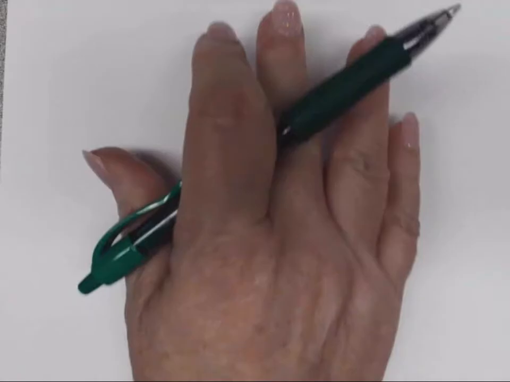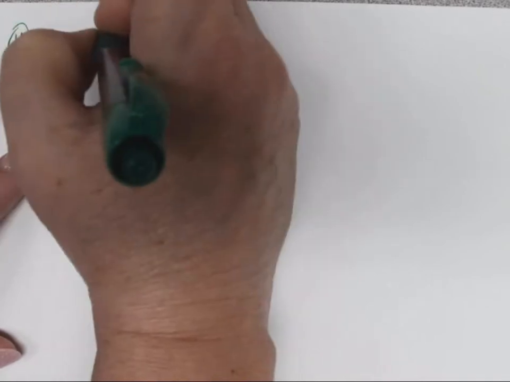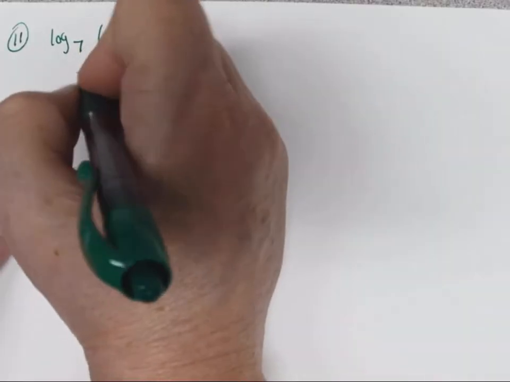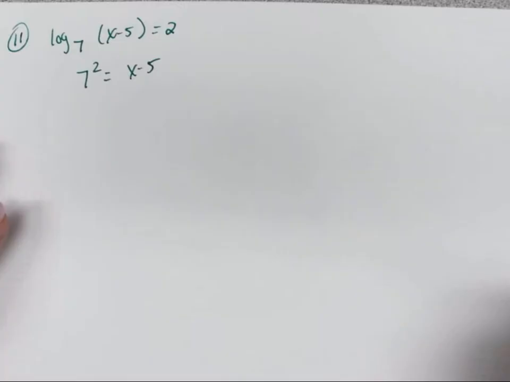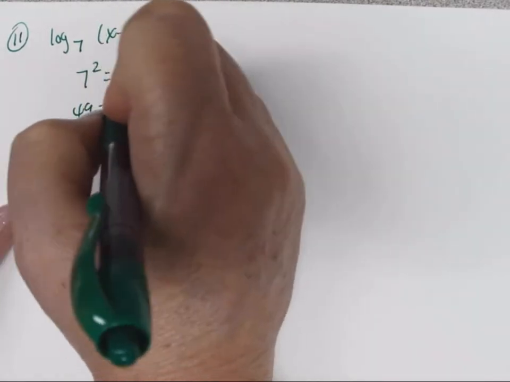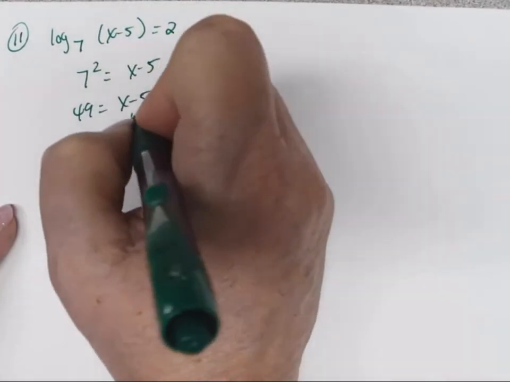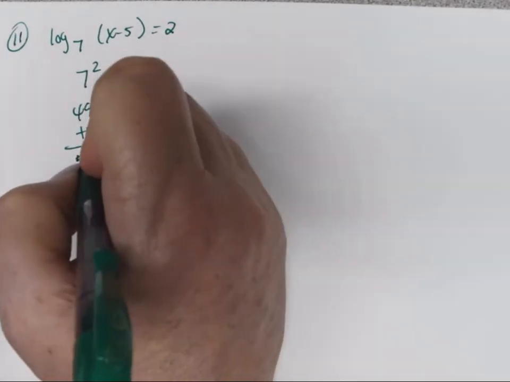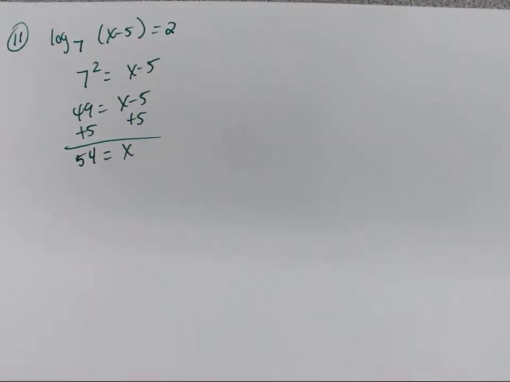All right, number 11. So we have the log base 7 of x minus 5 equal to 2. We are asked to solve the logarithmic equation and give the exact answer. So we're going to change this to exponential form. So 7 squared, which is 49, equals x minus 5. Add your 5 over. 49 plus 5 will get you 54 equal to x. And that's all you got to do.